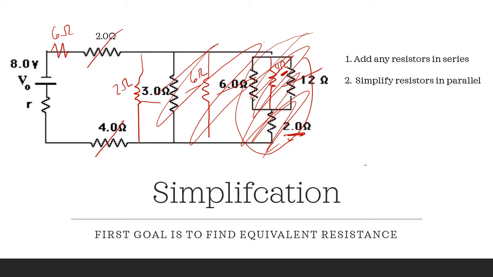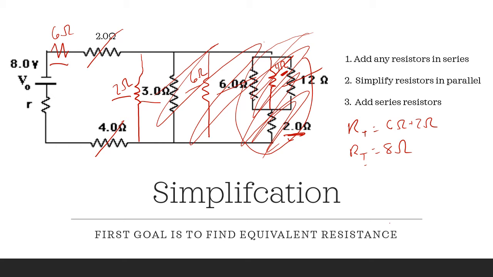And now that we have those resistors simplified, our next step is just to add the resistors that are in series, because right now that's what we have left. We have a 6 ohm resistor and a 2 ohm resistor that are in series. So we add those together. We get RT would be 6 ohms plus 2 ohms. So RT is going to equal 8 ohms.